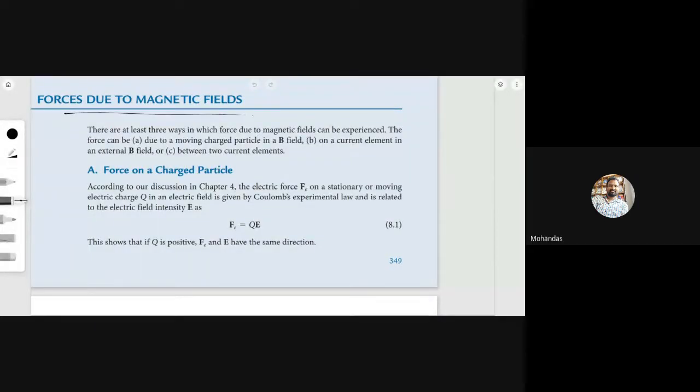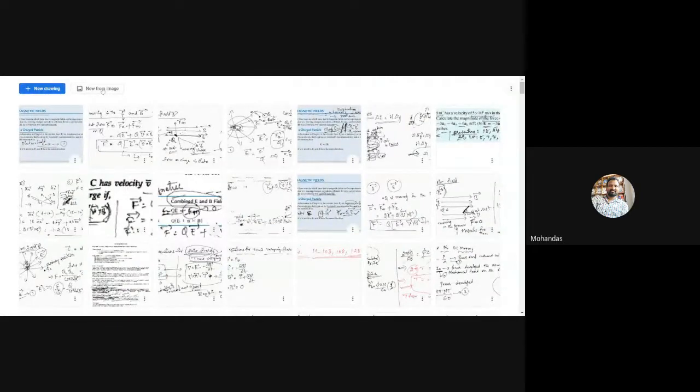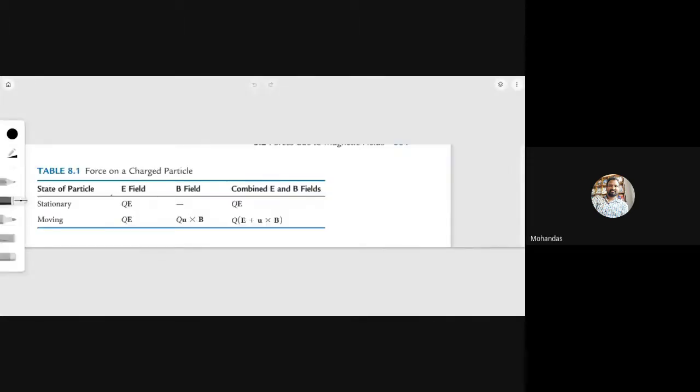This is in the textbook concept. Force on a charged particle. F equals Q into E. This is equation 1. So F equals Q into E is the force due to electric field on a charged particle which is moving or which is at rest. Next, another one is, see this diagram.